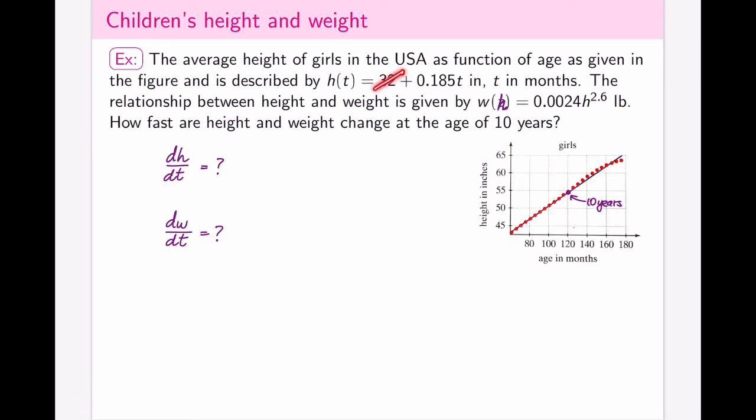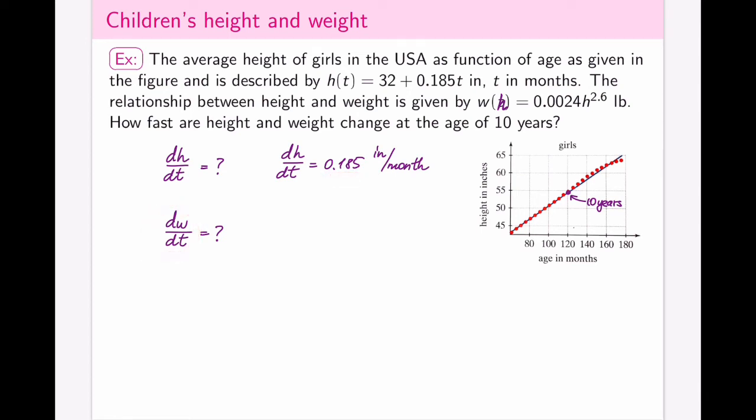The derivative of 32 is 0, and the derivative of 0.185t is simply 0.185. So I can say right here that dh by dt is equal to 0.185. And now thinking of units, the height was measured in inches, and the time was measured in months. So we have ourselves inches per month. Now, this is not surprising that it's constant because, again, the data here is modeled by a linear function. And of course, a line has a constant slope, resulting in a constant derivative.